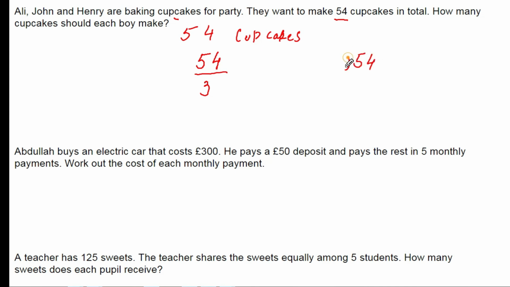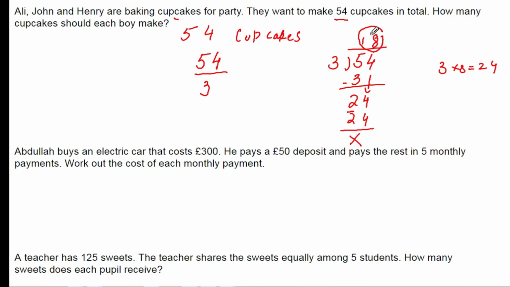So you can use the bus-stop method. 3 times 1 is 3. 5 minus 3 will give you 2, and this 4 will come down. Why? Because 2 is now less than 3, right? So now we have 24. That means 3 times 8 will give you 24. So I can write here 3 times 8, 24, and now there is no remainder left, right? So it means 18 is your answer. So each boy needs to bake 18 cupcakes, right?